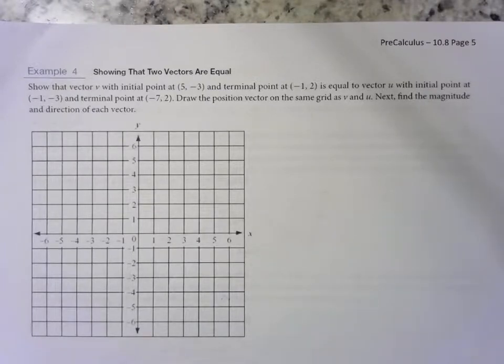Show that vector v with initial point 5, -3 and terminal point at -1, 2 is equal to vector u with initial point at -1, -3 and terminal point -7, 2. Draw the position vector on the same grid as v and u. Next, find the magnitude and direction of each vector.